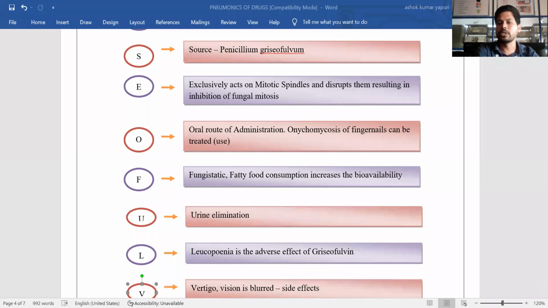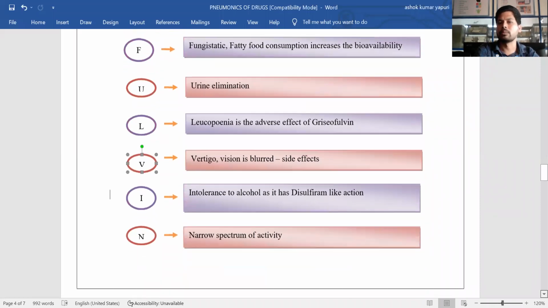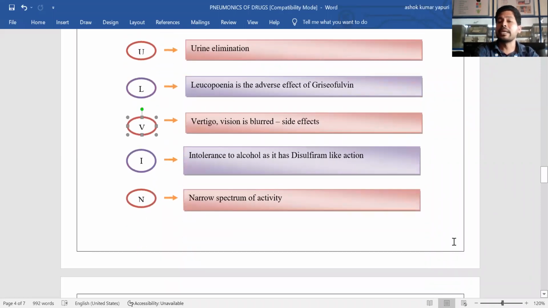So that is urine elimination. Generally Griseofulvin is fungistatic, it stops cell division, and especially interferes with the function of mitotic spindles, stopping cell division in the fungal cells, opposing fungal cell growth and reducing fungal infections. Fungal infections are also called mycosis. That's why antifungal drugs are also called antimycotics. Mycosis means fungal infections. Antimycotics means opposing the fungal infection, so they prevent fungal infections.